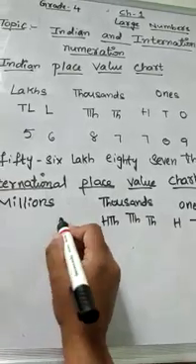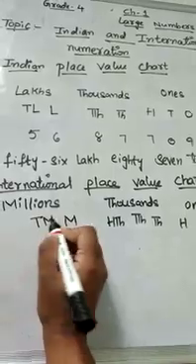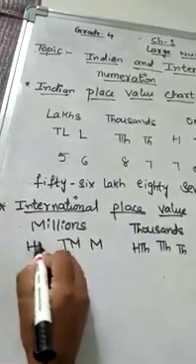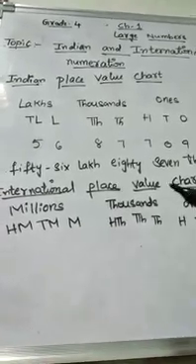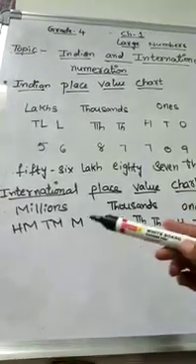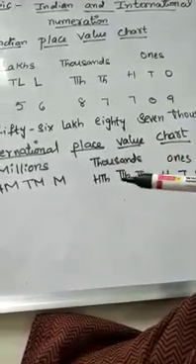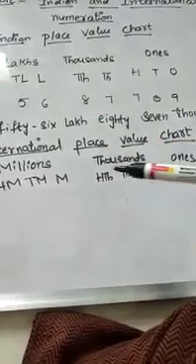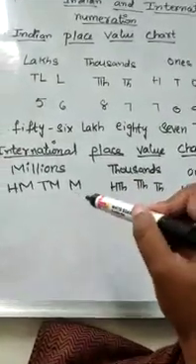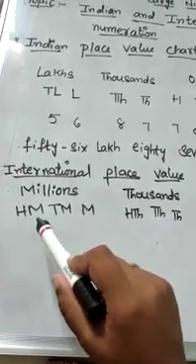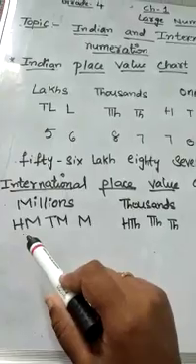After hundred thousands, here we get million, 10 million, 100 million. So this is the difference between the Indian place value chart and the international place value chart. After ten thousands we go with lakh, but here after ten thousands they go with hundred thousands. After hundred thousands they go with million, 10 million and 100 million.